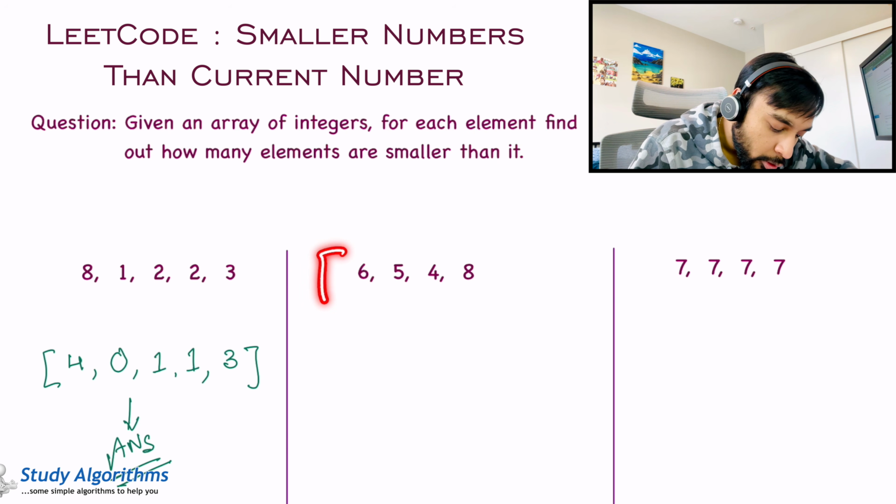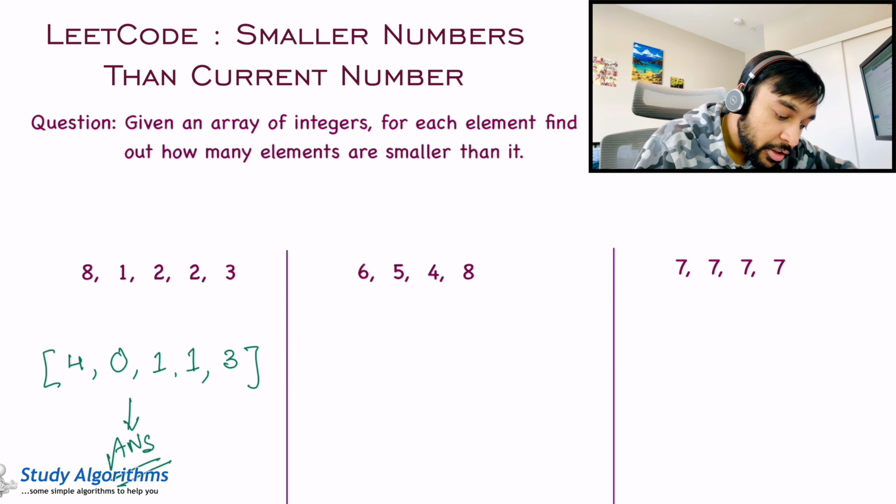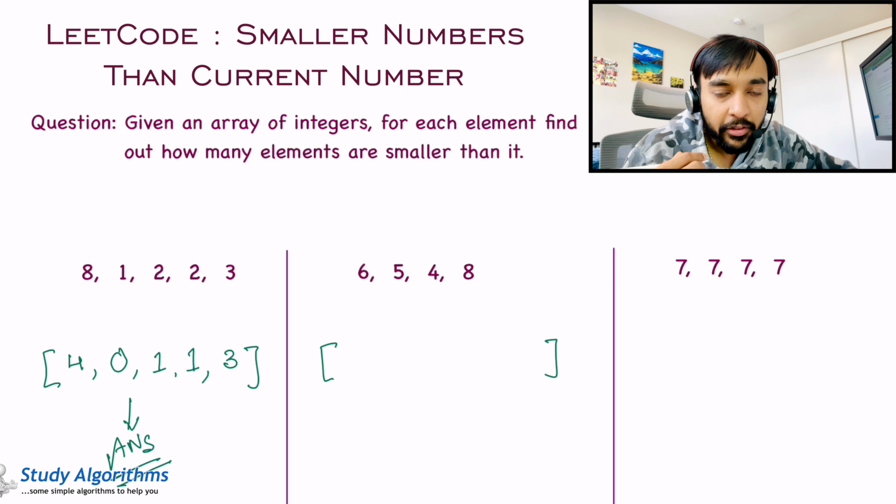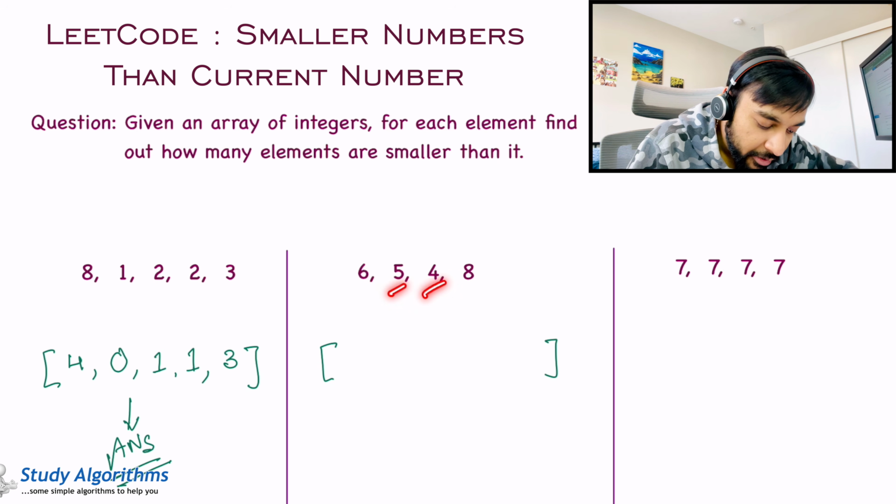Similarly, let us try to look at our test case number 2. You have the elements 6, 5, 4, and 8. Start with the first element 6. How many elements you can find that are smaller than 6? That are 5 and 4, correct? So you write down 2.